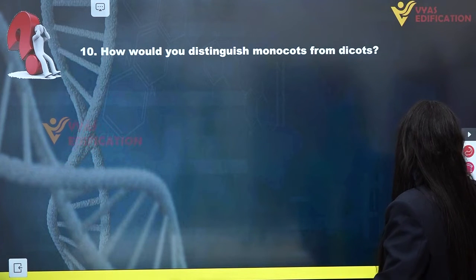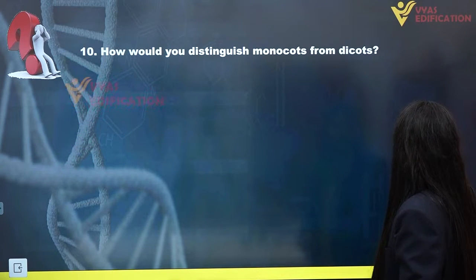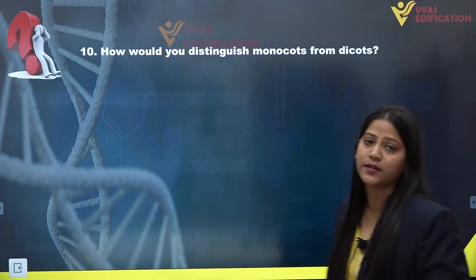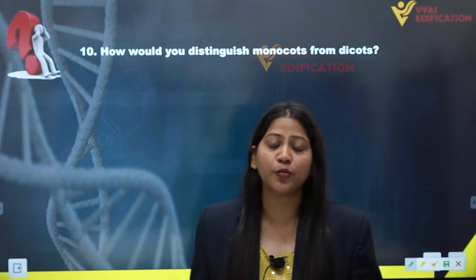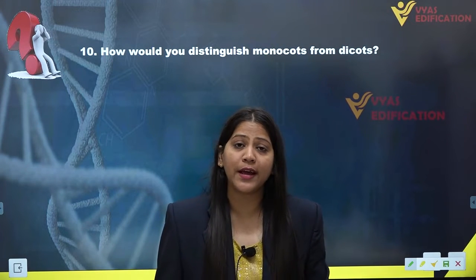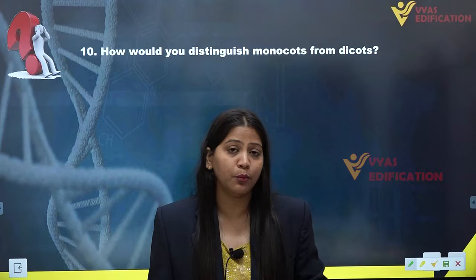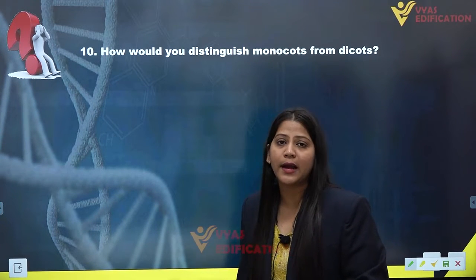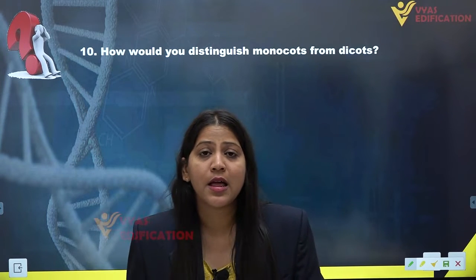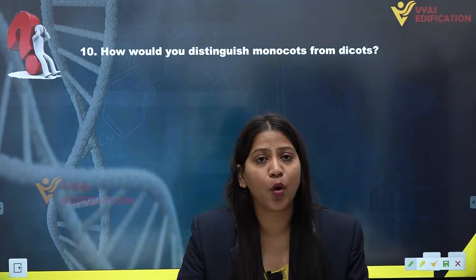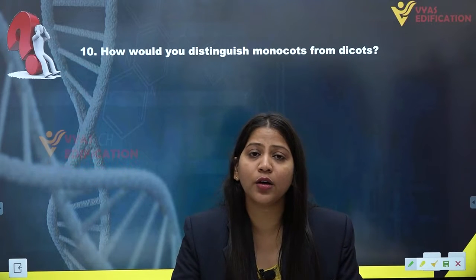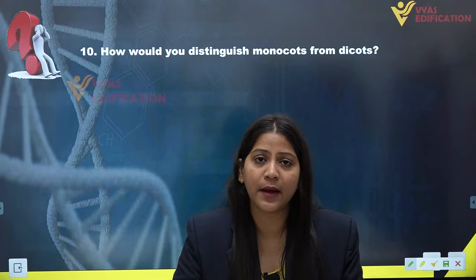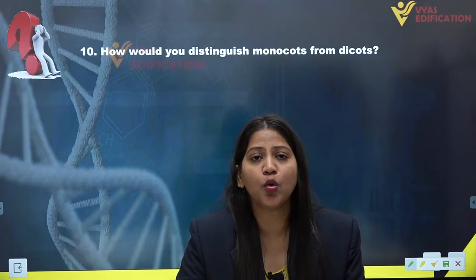Let's talk about the next question, that is question number 10, and in question number 10 we have to differentiate or distinguish between monocots and dicots. Now both monocots and dicots belong to the phylum or division Angiospermae, which is the most advanced plants on earth. But we have to differentiate between monocots and dicots. Monocots are known as monocots because of the presence of one cotyledon in their embryo, whereas dicot embryos have two cotyledons.